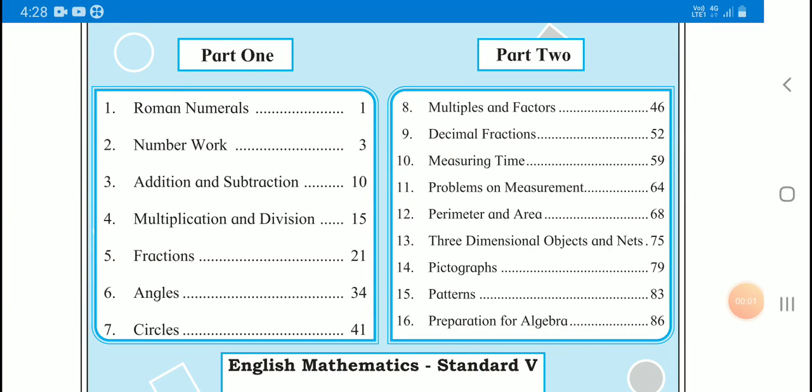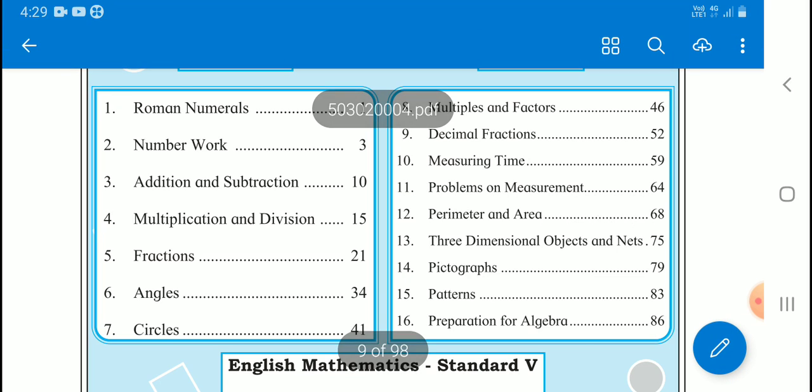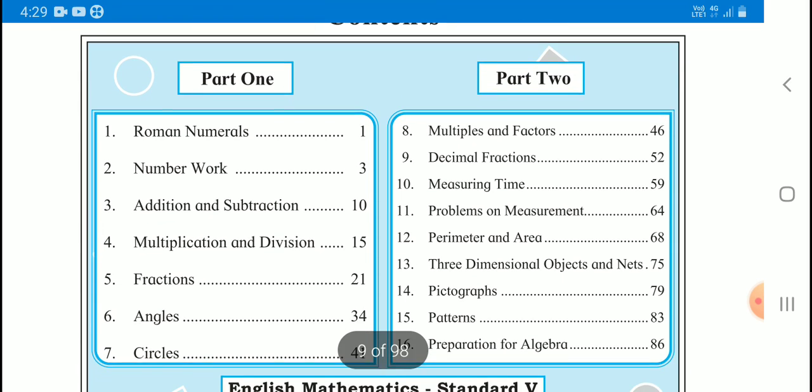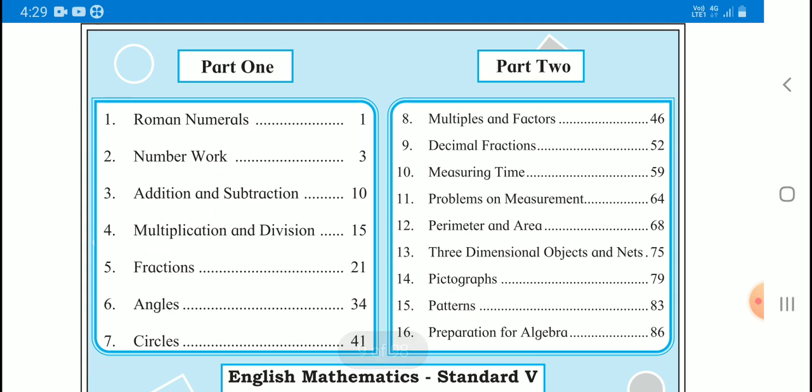Hi students. Today we will see the index of your mathematics 5th standard book. There are two parts, part 1 and part 2. In part 1 there are 7 lessons. These are Roman numerals, number work, addition and subtraction. Fourth one is multiplication and division. Fifth one fractions, sixth angle and seventh circles.